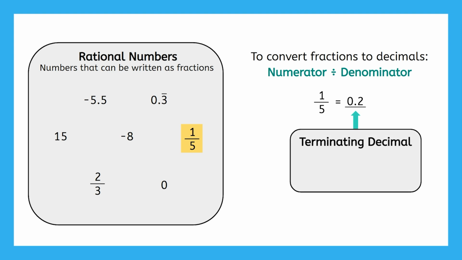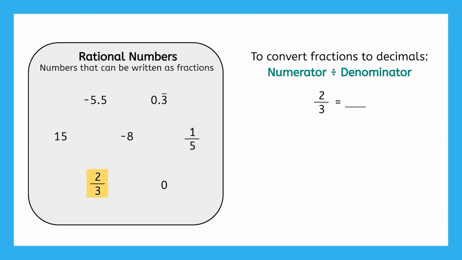What does it mean to terminate? It means to end, just like the festival will terminate or end after a week. So a terminating decimal has an endpoint, or an exact number of digits after the decimal. Some fractions are equivalent to terminating decimals, like 1/5.